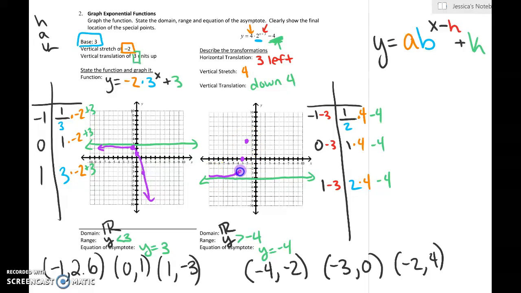So this one grows a little bit faster. It's going to look like that, okay? And there you have it. There is graphing your exponential functions.